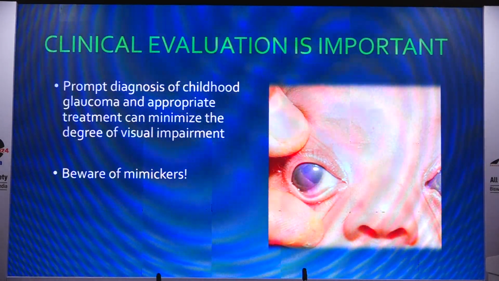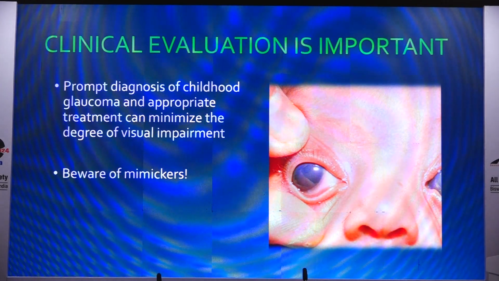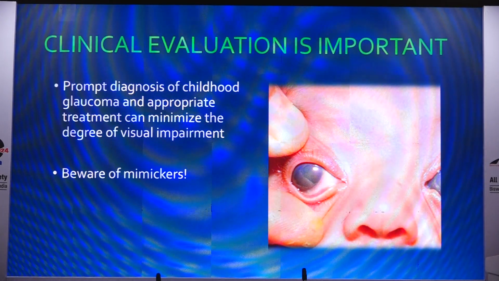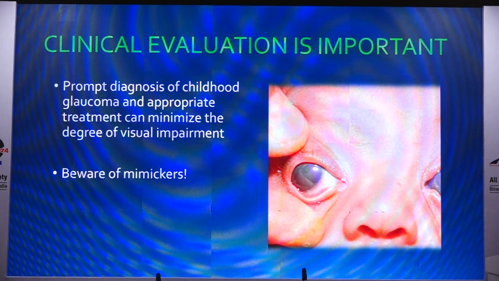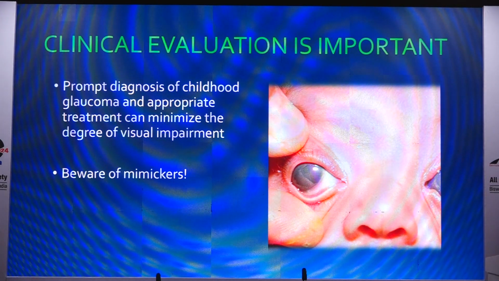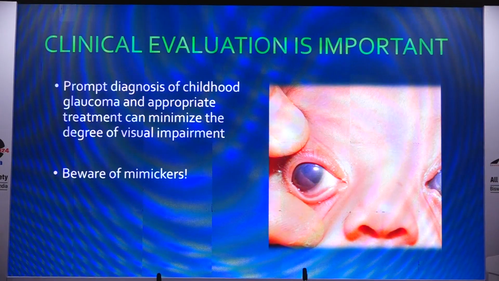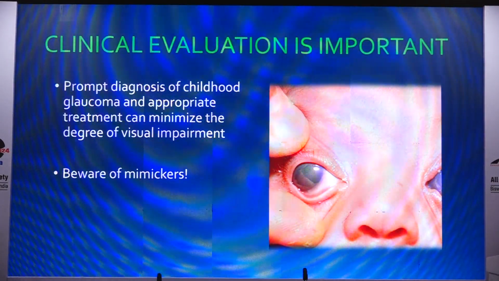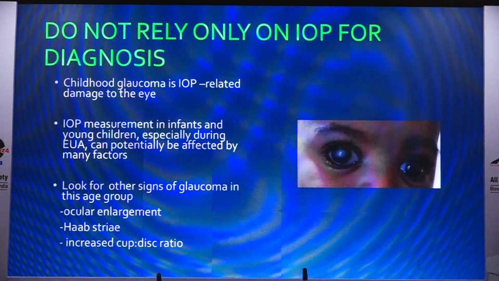Why is clinical evaluation so important? Number one, prompt diagnosis of childhood glaucoma and appropriate treatment can minimize the degree of visual impairment, because if it is diagnosed at a later stage, there would be permanent scarring of the cornea and permanent damage to the optic nerve. Number two, please beware of the mimickers, like Dr. Murli had discussed some of the causes of corneal clouding. Similarly, there can be retinoblastoma, which can sometimes mimic primary congenital glaucoma, and the consequences may be disastrous.